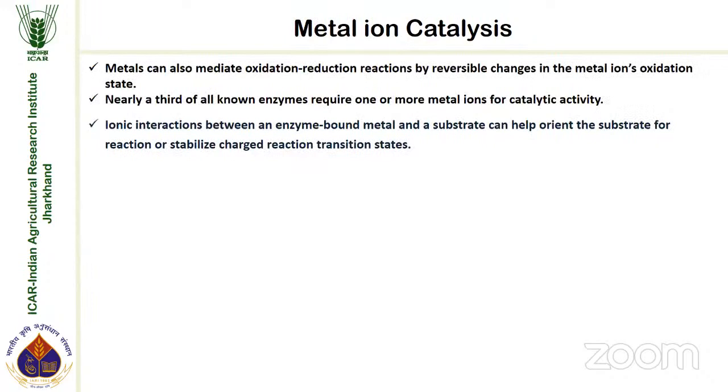Again, metal ion catalysis. Most of the oxidation-reduction reactions are supported by metal ion catalysis, and dehydrogenation is also an oxidation-reduction type of reaction, and many other reactions can also use these metal ions. What metal ions basically do is stabilize the substrate, or the substrate ions, and these metal ions can also act as an electron acceptor.